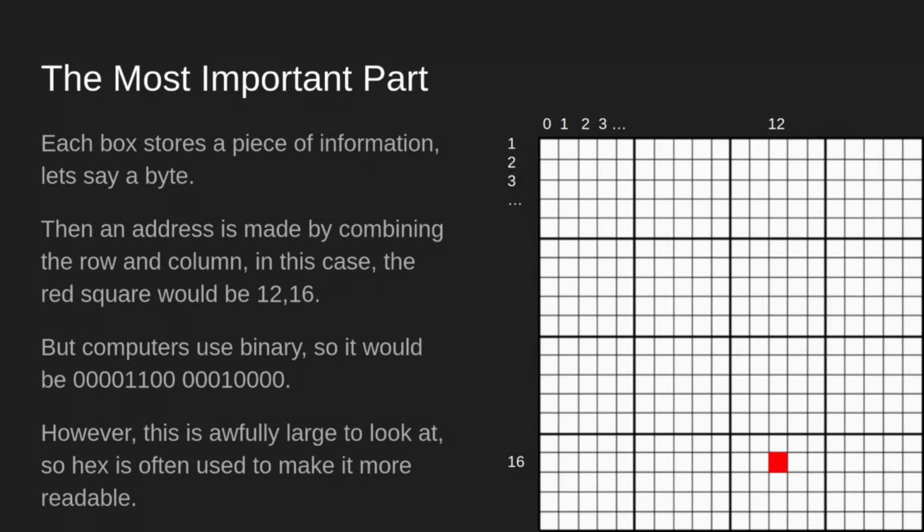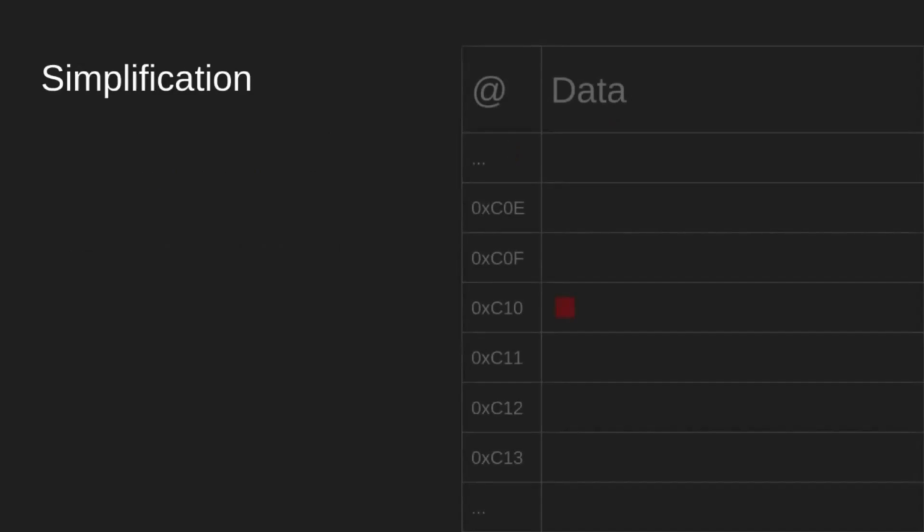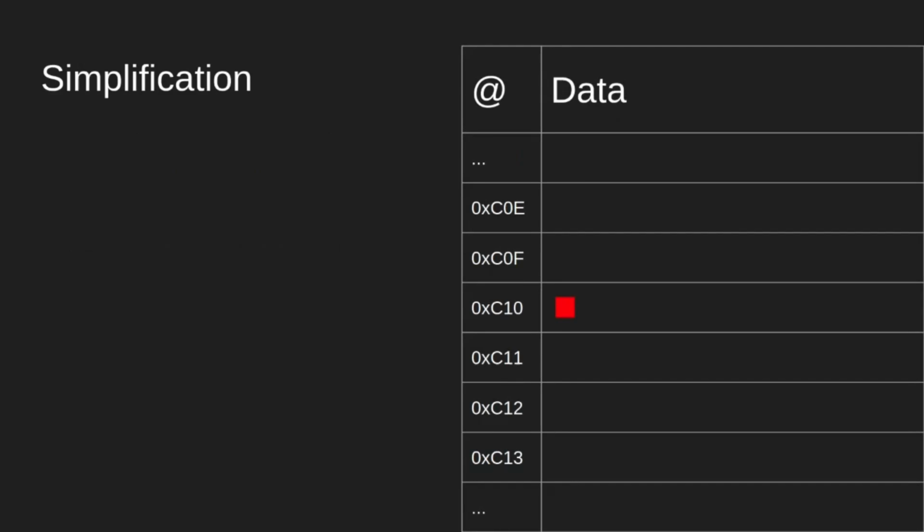RAM is not just a small grid. Most computers have several gigabytes of RAM. So the length of the address gets bigger the more RAM you have. So we use something called hexadecimal to make it a little bit more readable. Hexadecimal is base 16, whereas binary is base 2. So we can group 4 bits into one symbol. So then it would become 0C10. And that would be the shorter address of the red square.